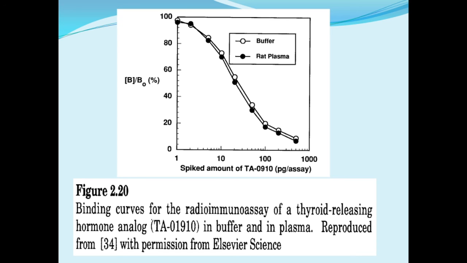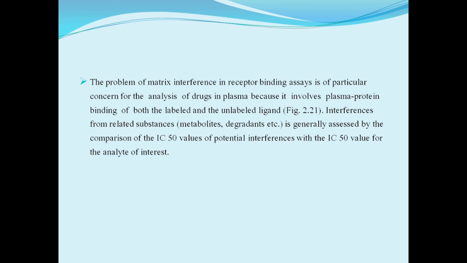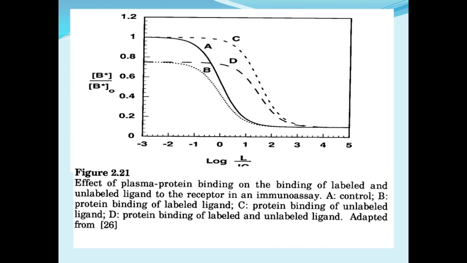In figure 2.21, this is the effect of protein binding on the binding of label and unlabeled ligand to the receptor in an immunoassay. A is control, B protein binding of labeled ligand, C protein binding of unlabeled ligand, D protein binding of labeled and unlabeled ligand.